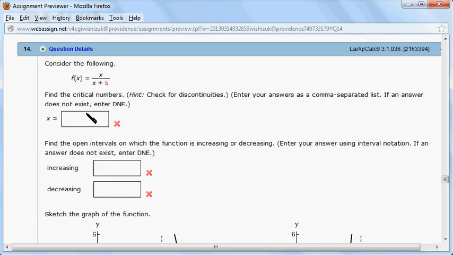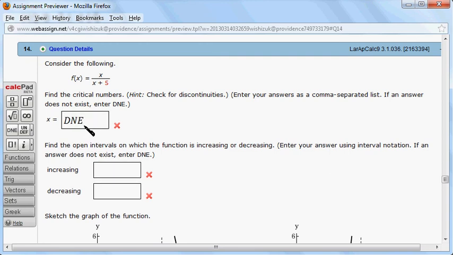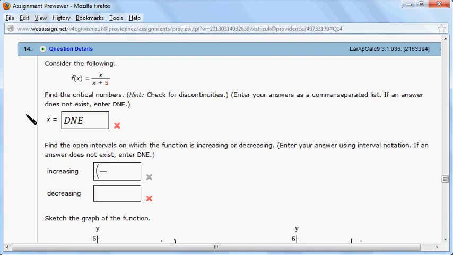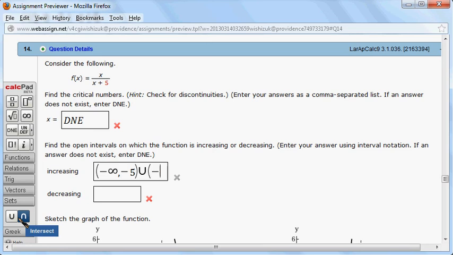All right, so we found that there is no critical number, so D-N-E. And increasing, so it's going to be negative infinity to -5. And then you have to use the union and -5 to positive infinity. Then decreasing, so does not exist.